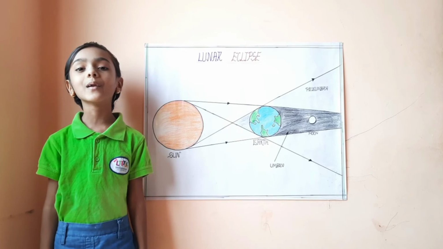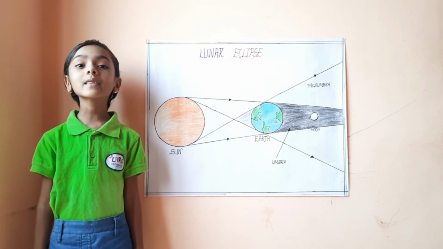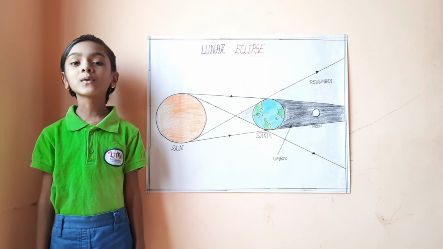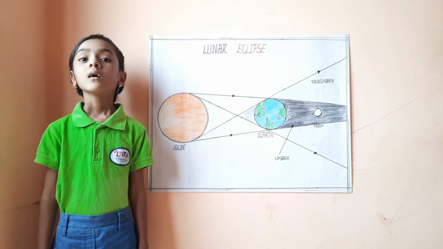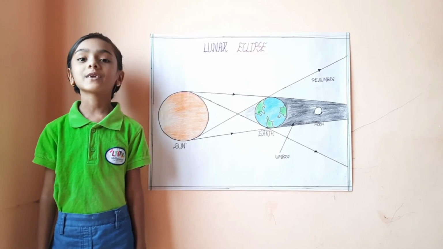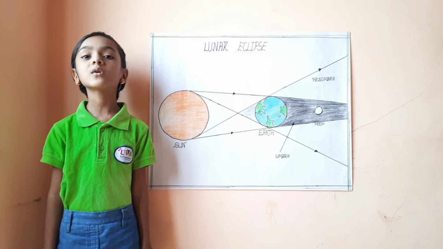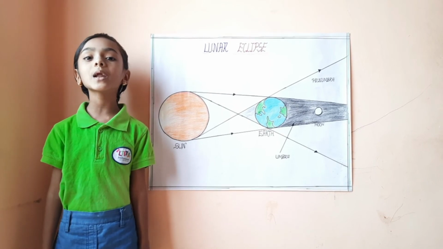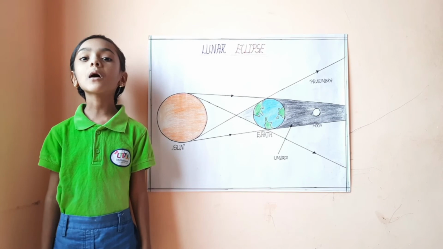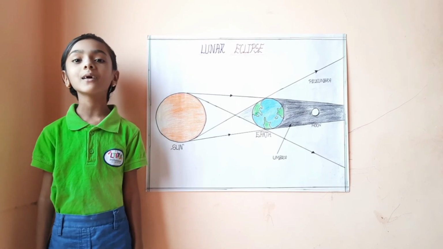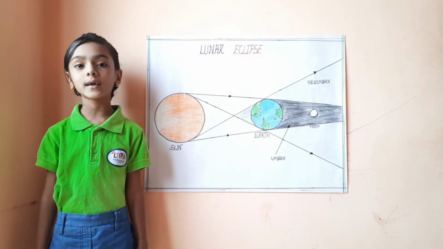Let's see how a lunar eclipse occurs. The earth comes between the moon and sun. Lunar eclipse occurs. There are three types of lunar eclipse: total lunar eclipse, partial lunar eclipse, and penumbral lunar eclipse. The duration of a lunar eclipse is at least 1 hour.